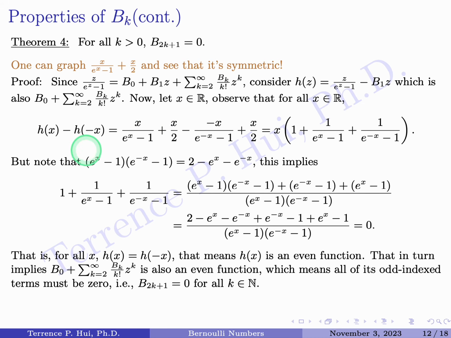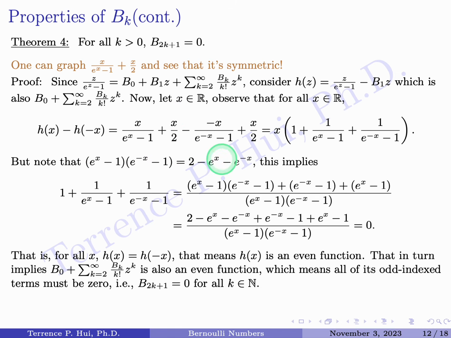What is h of x minus h of minus x? Plug it in. x over e to x minus 1 plus x over 2. That's how it's defined. Why plus x over 2? Because b1 is negative a half, so the negative becomes a plus. So this is actually plus a half of x. Okay? All right, so h of x is equal to this.